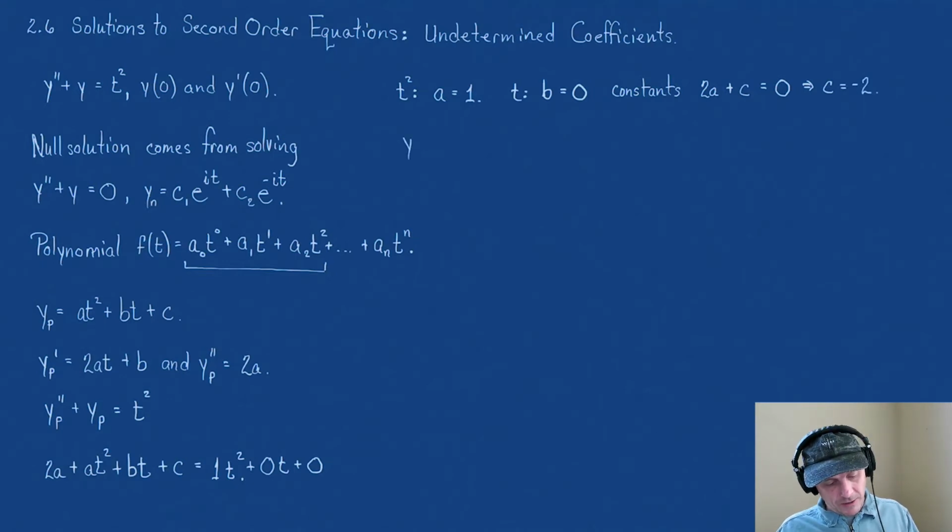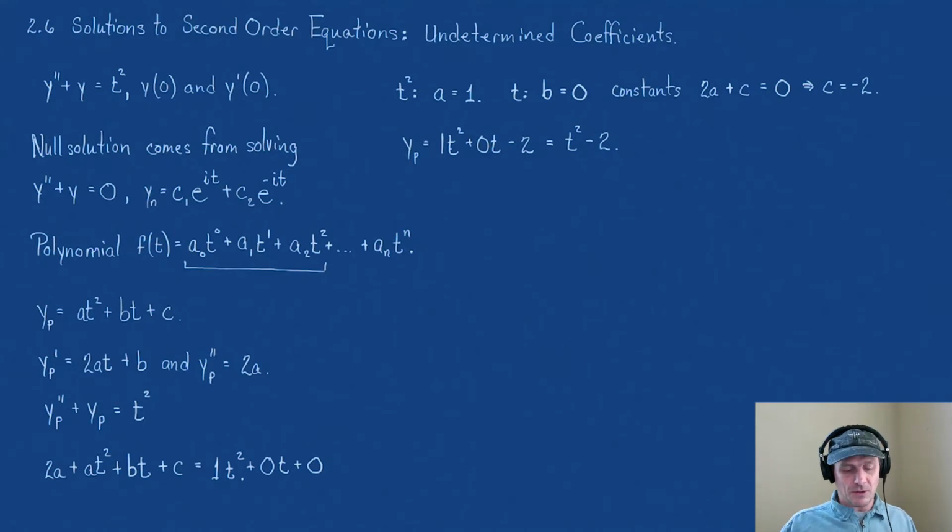Our y particular is a, which is 1, times t squared, plus b, which is 0. I'll write it just for bookkeeping here. And then -2. Or, of course, you would clean that up as t squared minus 2. And remember, we should check our result. So check.